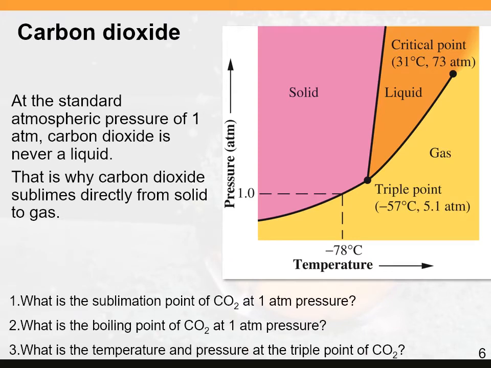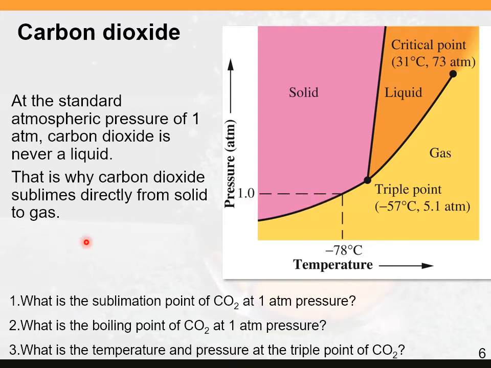Now let's take a look at specific phase diagrams, starting with carbon dioxide. At the standard atmospheric pressure of 1 atmosphere, carbon dioxide is never a liquid. If you go horizontally, increasing the temperature, you would see that the liquid phase is never obtained because liquid phase exists above a certain pressure, not at atmospheric pressure of 1 atmosphere. This is why carbon dioxide, dry ice, sublimes directly from solid to gas.